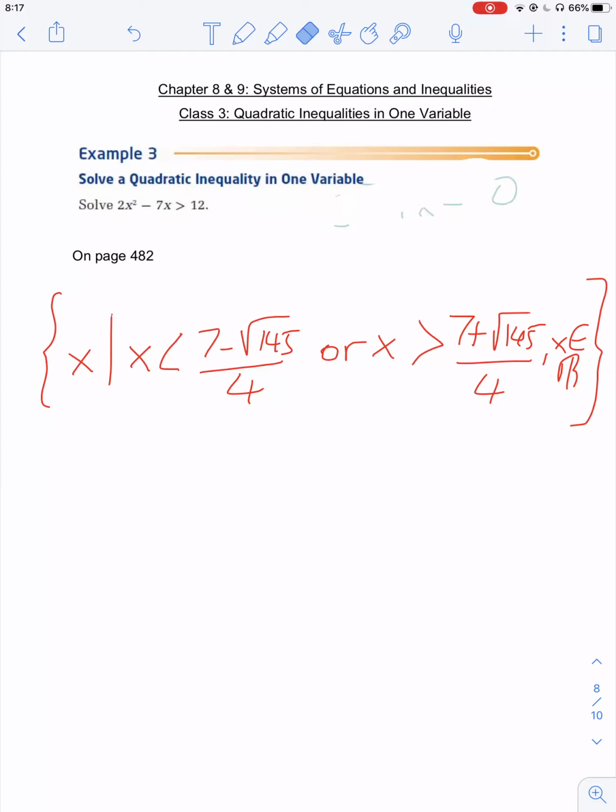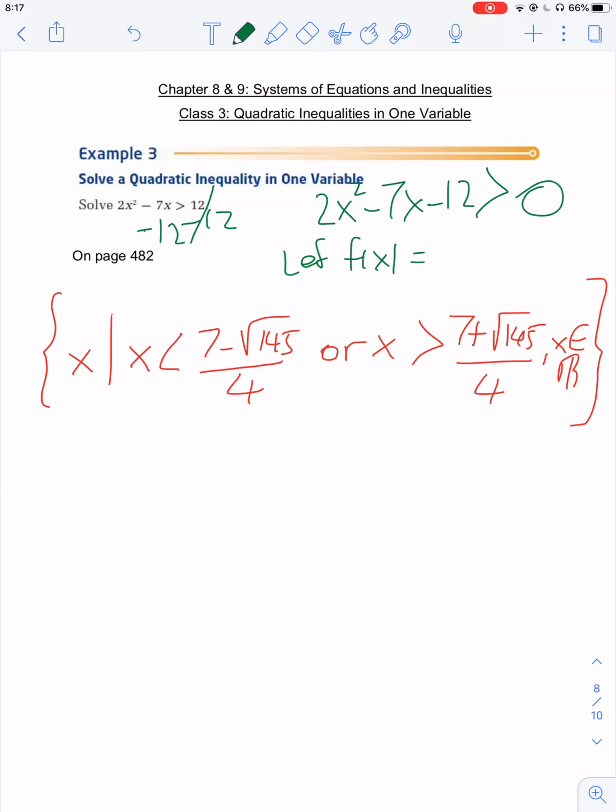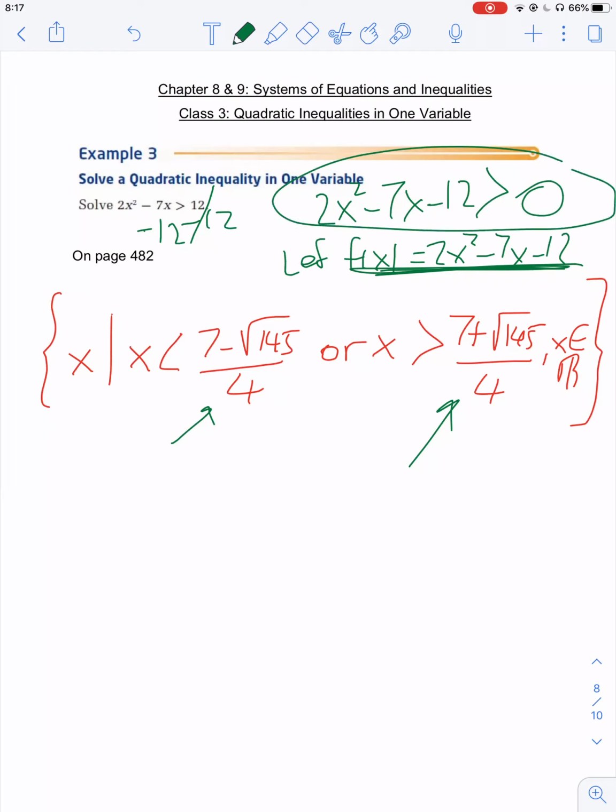So what you need to do is move the 12. Do minus 12 on both sides, so the 12 will cancel. Then the question changes to 2x squared minus 7x minus 12 is greater than 0. Let f of x equal 2x squared minus 7x minus 12, and then find the roots of this function. As you can see, these are ugly numbers, which means you cannot really factor this. You're going to have to use your quadratic formula to find the roots. And then you can quickly sketch this to see when this function is positive. So that would be method 1.